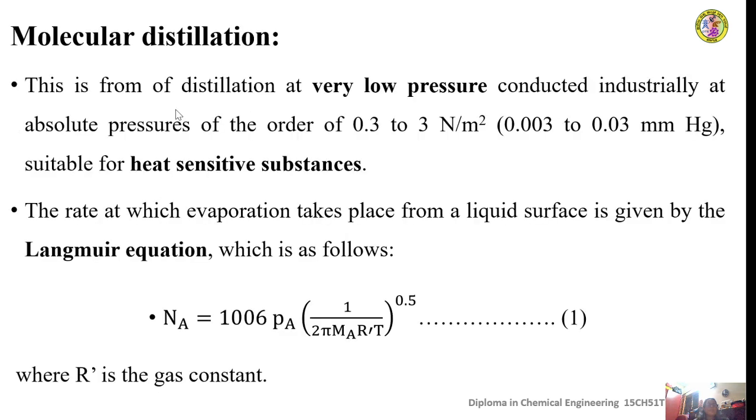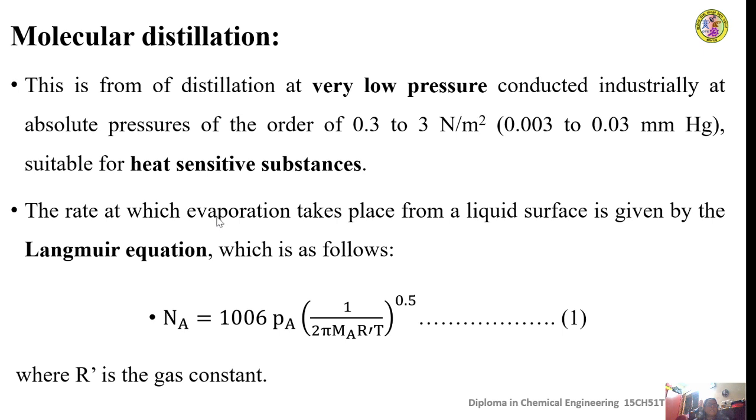So this is one form of distillation which is carried out at a very low pressure in industries, at absolute pressures of the order of 0.3 to 3 Newton per meter square, that is suitable for heat sensitive substances. So let us understand the theory behind the molecular distillation.